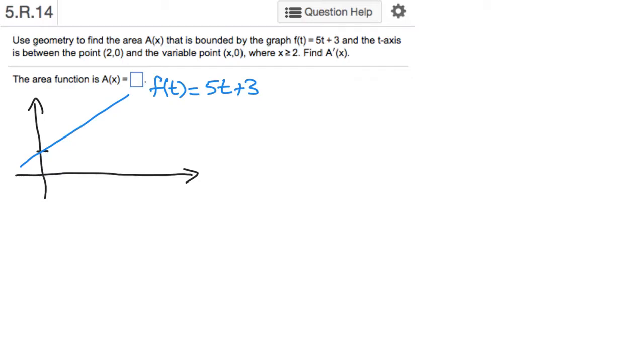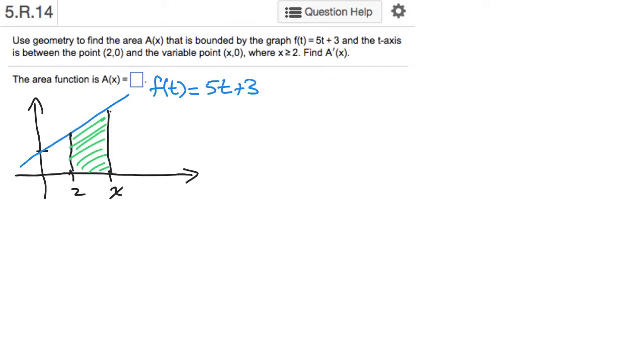The region is supposed to be the region below this line, above the x-axis, and between 2 and x. So we know x is greater than or equal to 2. So we know that x is some number to the right of 2. It doesn't matter what it is. We just draw it anywhere. And then we try to draw the region that they're talking about. Maybe we'll shade it in a different color just to be cool, like that. So we're trying to find the area of this green region, and that area will depend on the value of x. If x is bigger, the region will be larger, and so on.